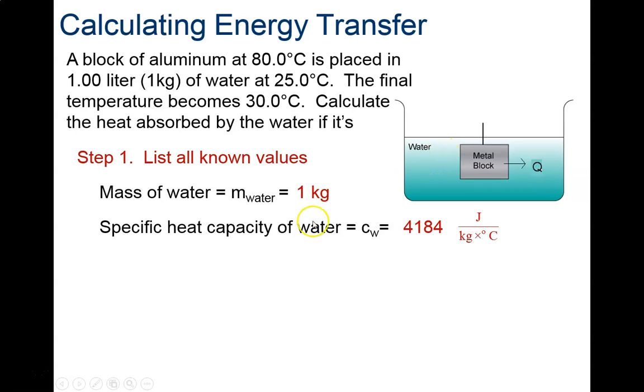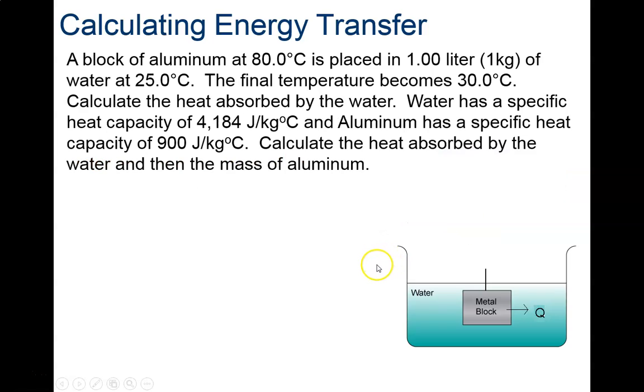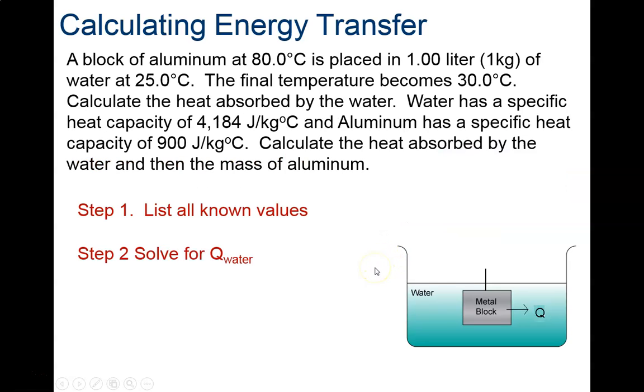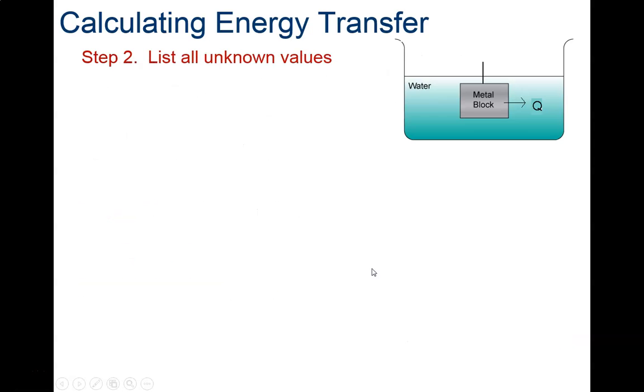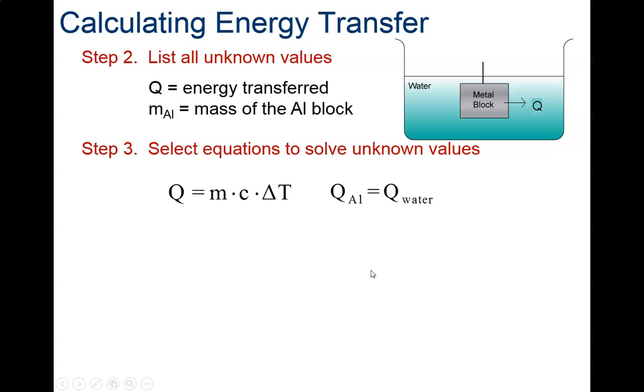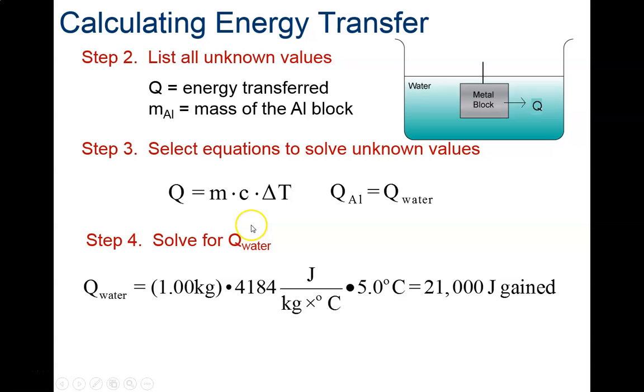So it's given that we've got 1 kilogram of water and the specific heat capacity of water is 4,184, which is a pretty big number because again, water has a pretty high heat capacity. For metals and things like that, it'll be quite a bit smaller. So let's look for the heat that the water absorbs, because we've got enough for that. So Q equals MC delta T. Solve for the Q of the water.